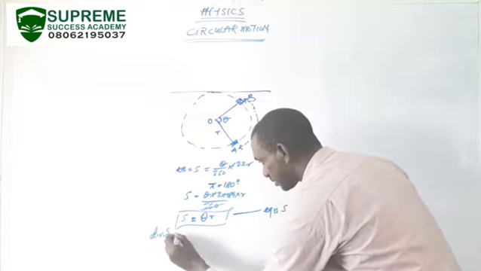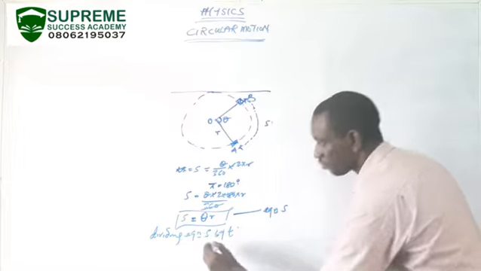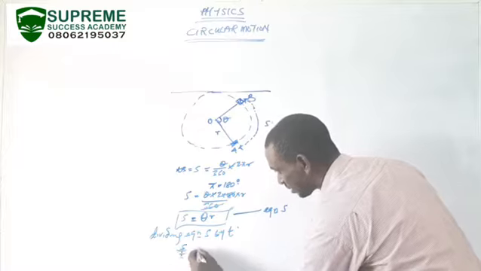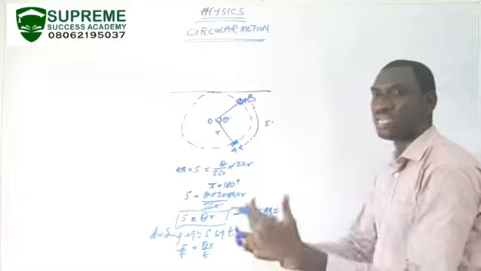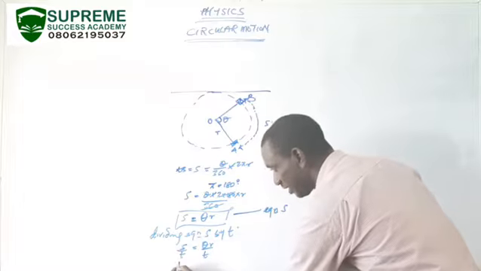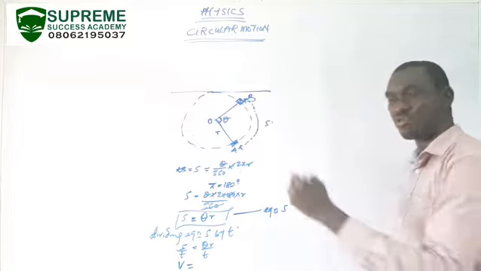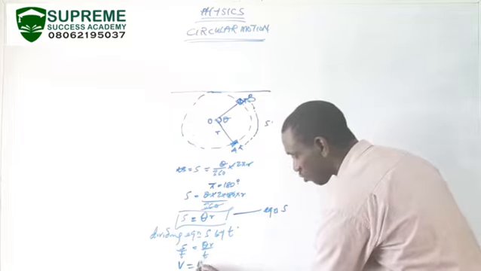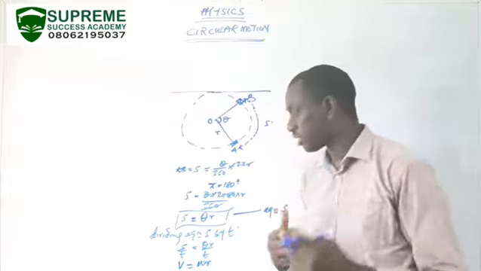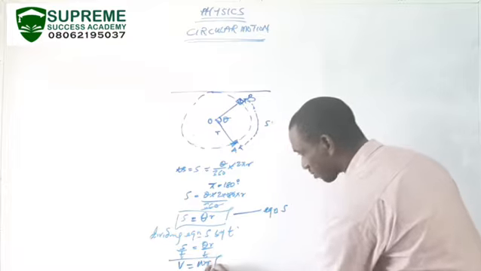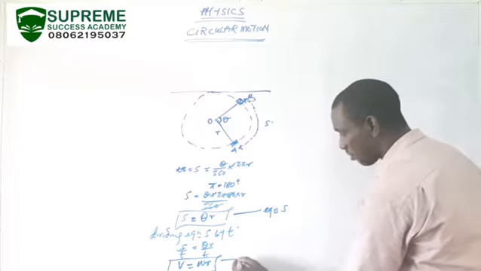Dividing equation S by T. What do you have? You have S divided by T equals theta r over T. Then you remember in our linear velocity, distance over time is given by velocity. Also, your theta over T, angular displacement over time equals angular velocity. So we have V equals W r. This is another relationship between your linear velocity and angular velocity.